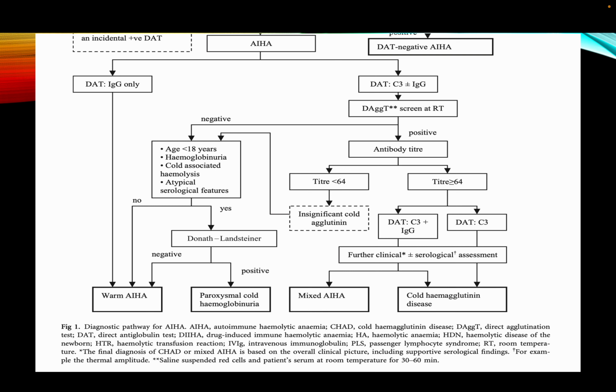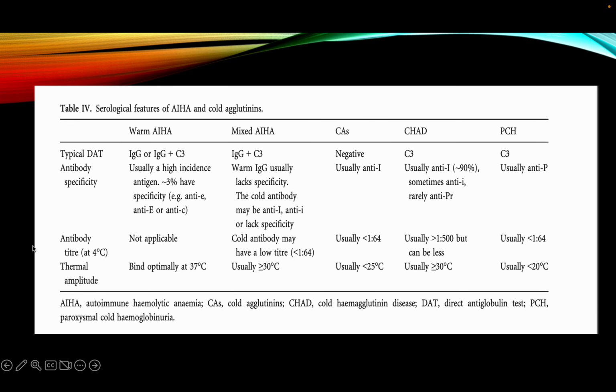Otherwise, if cold agglutinins are positive, you again check whether it is IgG plus C3 or only C3. If it is only C3, you attribute it to IgM and C3 for cold agglutinin disease. If it is IgG plus C3 along with cold agglutinins, you label it as mixed autoimmune hemolytic anemia. So this is the titer.